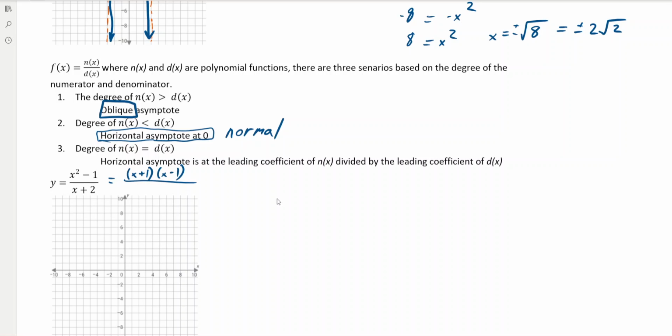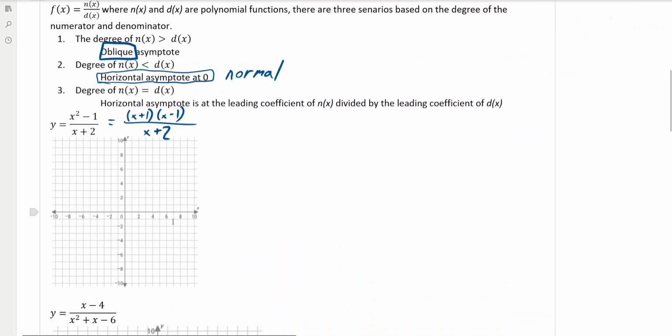Okay, but even if we factor the top, you're going to notice that our degree is actually higher at the top. So I can't. Well, we're going to just graph it with our calculator. But what you need to be able to show, or recognize, is that when that degree is higher, this is going to be oblique.